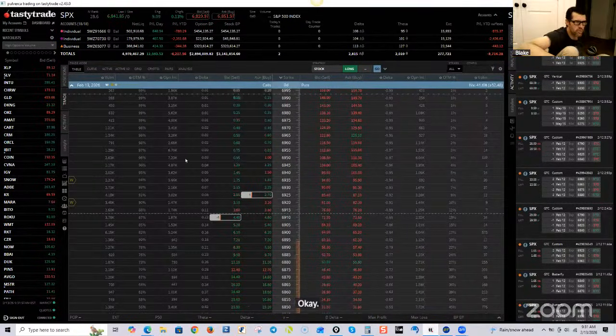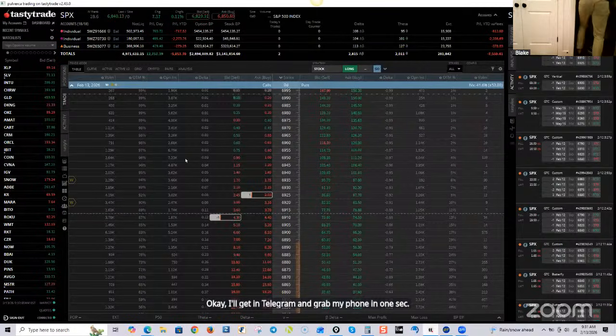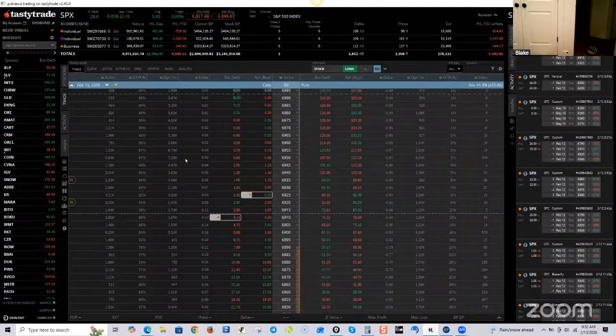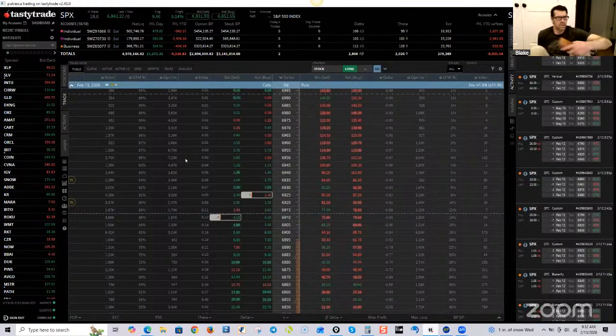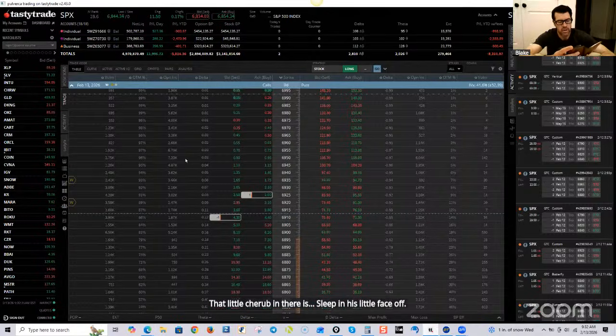Okay, I'll get it in Telegram and grab my phone. One sec. That little cherub in there is sleeping his little face off. All right, coming in Telegram.